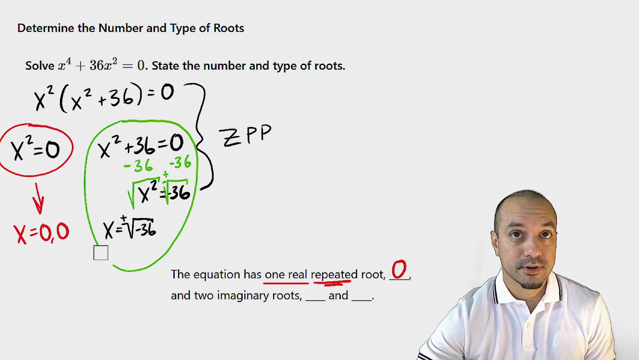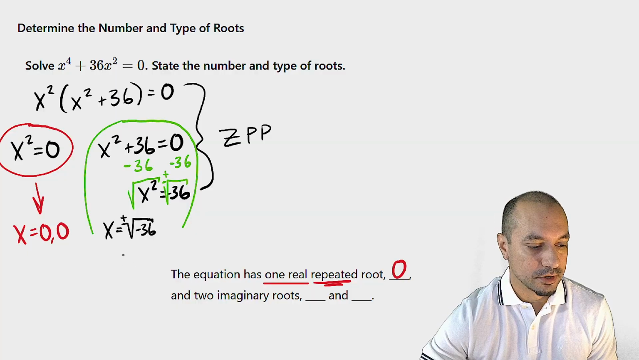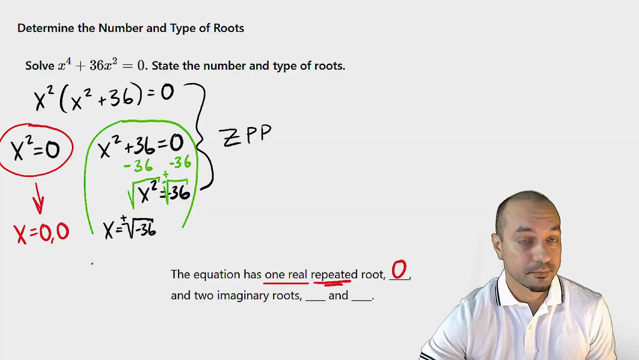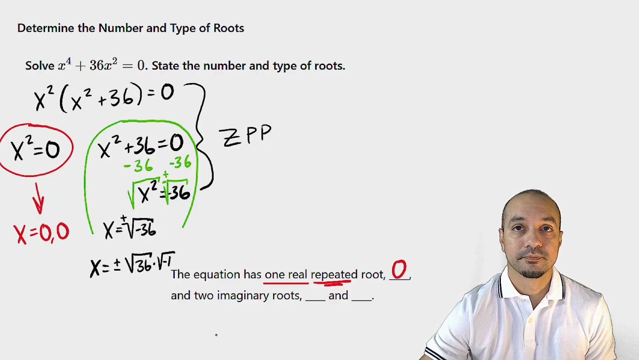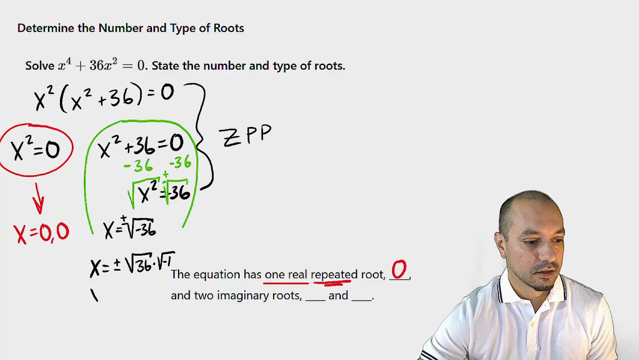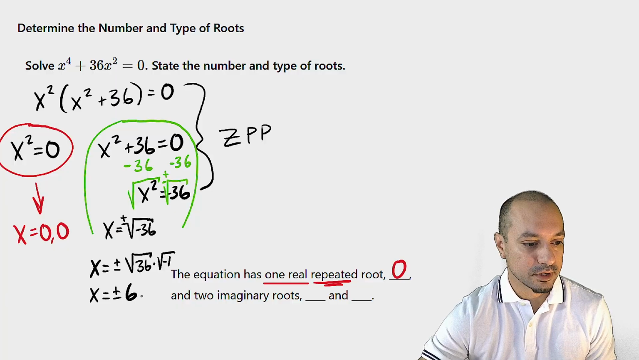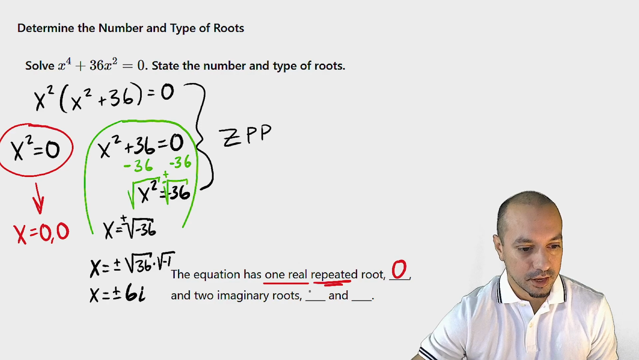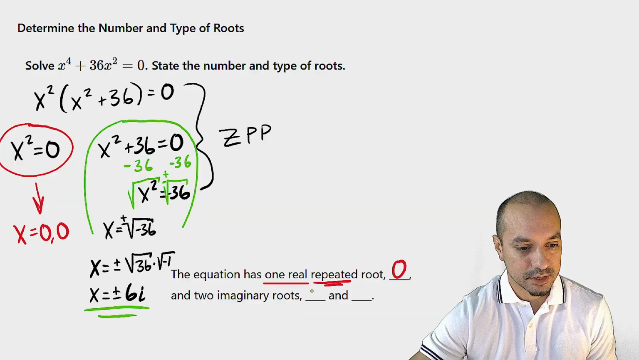Now I can simplify that more if I use the imaginary unit. So let me go ahead and kind of separate these a little bit. I could turn this into x equals plus or minus square root of 36 times the square root of negative 1. 36 becomes just 6. Square root of negative 1 becomes i. And so that gives me my last two roots. These are imaginary. I get a positive 6i and I get a negative 6i.